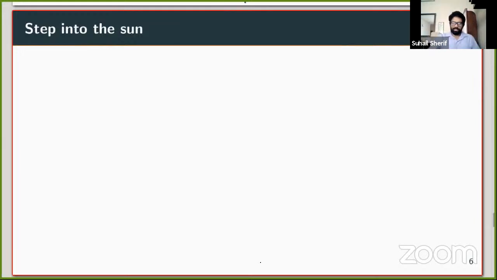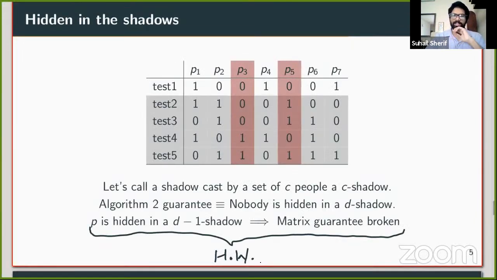So now the question is, how do we make a matrix that doesn't have shadows? Just to be clear, you don't have to do the homework, but it would be useful to do it. So yeah, back to this question. How do we make a matrix which has this guarantee that nobody is hidden in a D shadow? What we need to ensure is that everybody has at least one chance to step into the sun, to step out of the shadow.